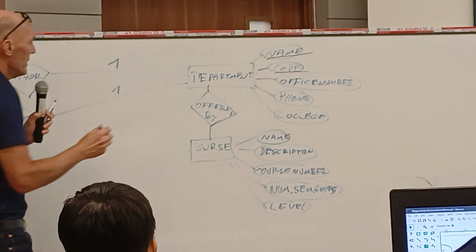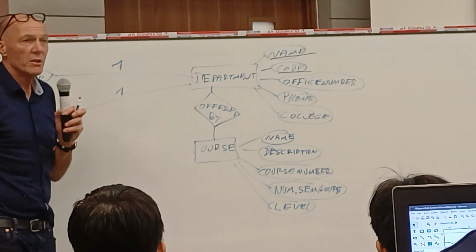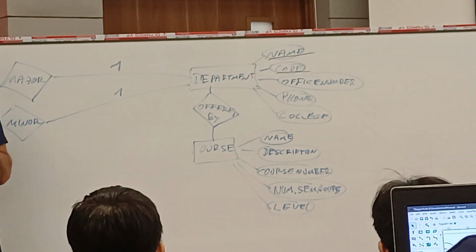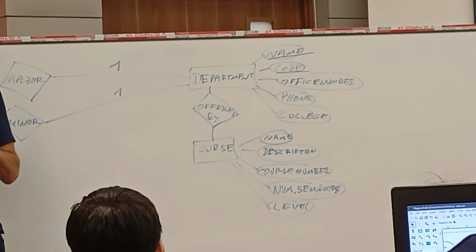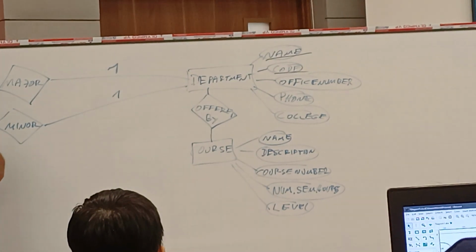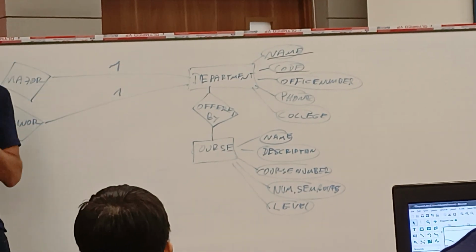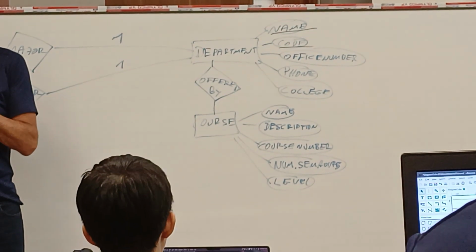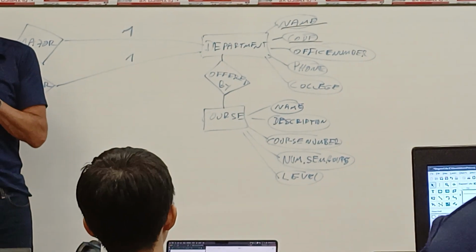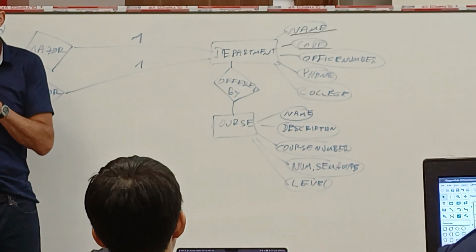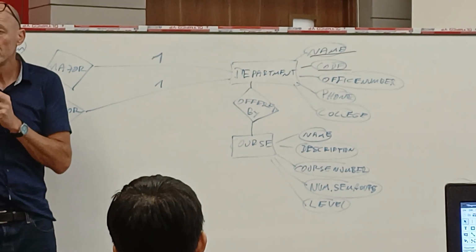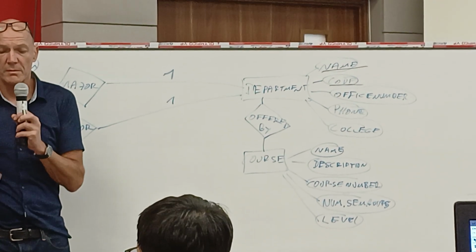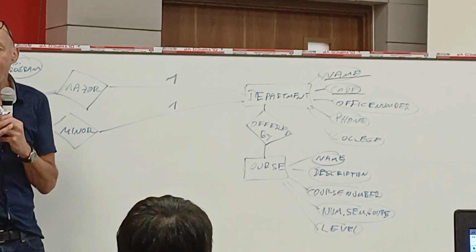So same question, is it a one-to-one, one-to-many, many-to-many? What type of relationship? One-to-many. This one. One-to-many, many-to-many, one-to-many.